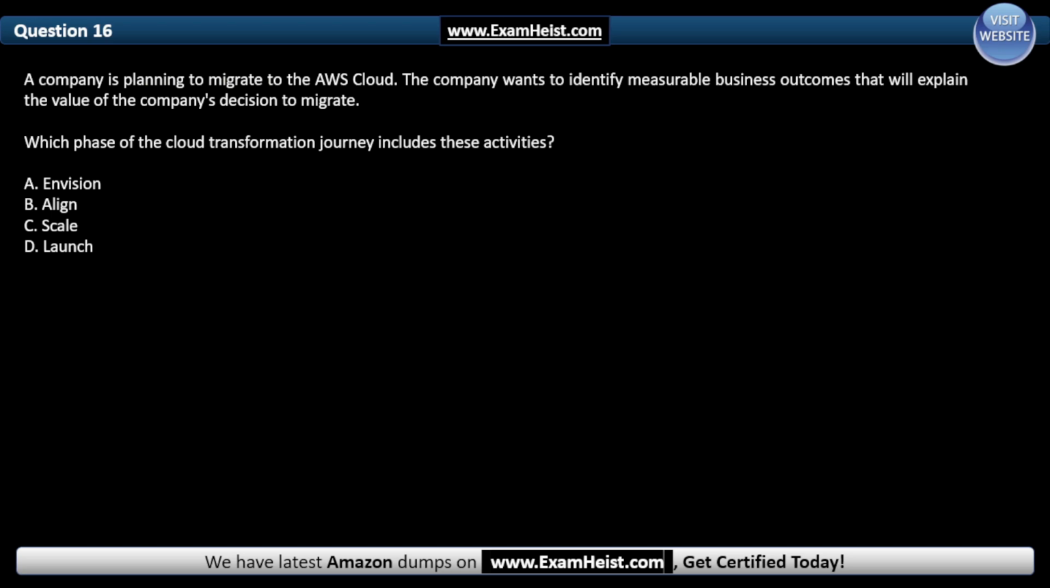Question 16. A company is planning to migrate to the AWS Cloud. The company wants to identify measurable business outcomes that will explain the value of the company's decision to migrate. Which phase of the cloud transformation journey includes these activities? The correct answer is A. Envision.